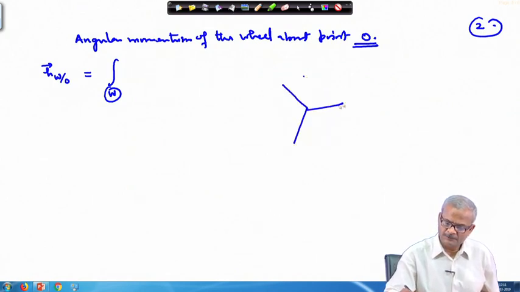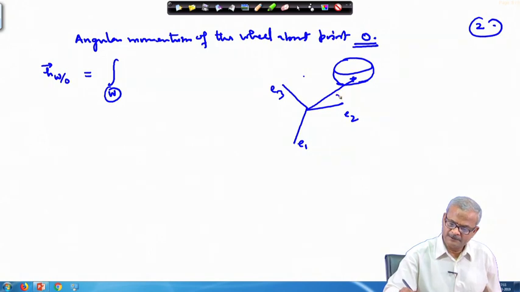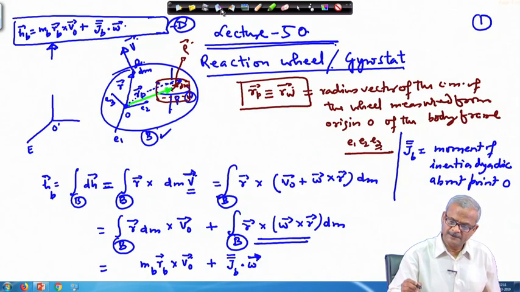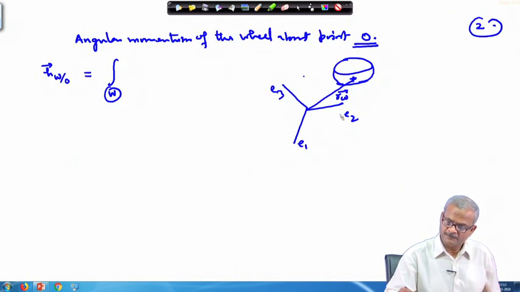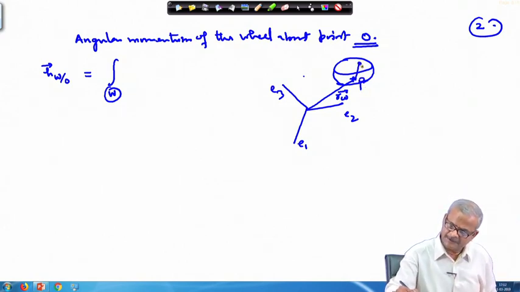So, this is your body frame E 1, E 2 and E 3, and somewhere your wheel is there. So, from the center of mass of the wheel to this location, you have the radius vector r wheel, as we are writing r wheel or r p. Okay. This is the point P. Okay. And then any elementary mass we are taking up here in this place, and to this the radius vector is rho.